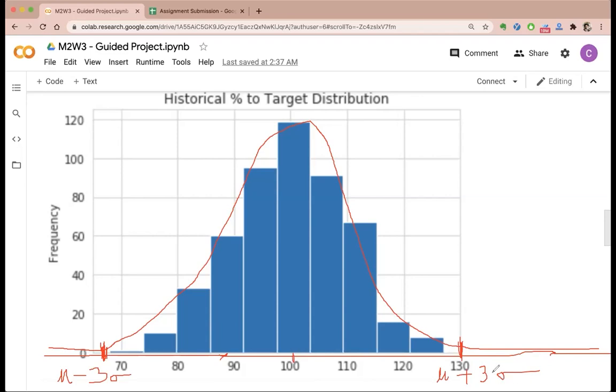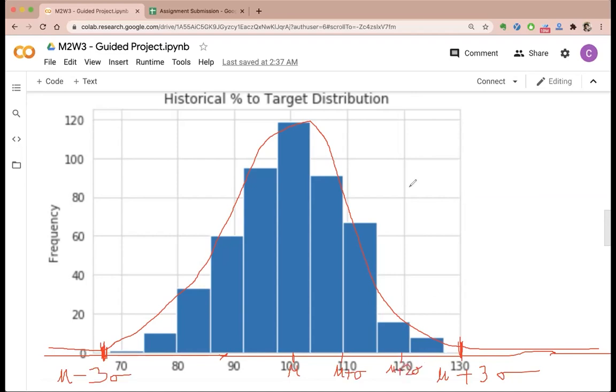Since the spread, the standard deviation, is given, how can you intuitively infer from a graph? This will come in very handy. So this is your mu, and this is your mu plus 3 sigma. Of course, this will be mu plus sigma, something like that. Somewhere around here it will be mu plus 2 sigma.